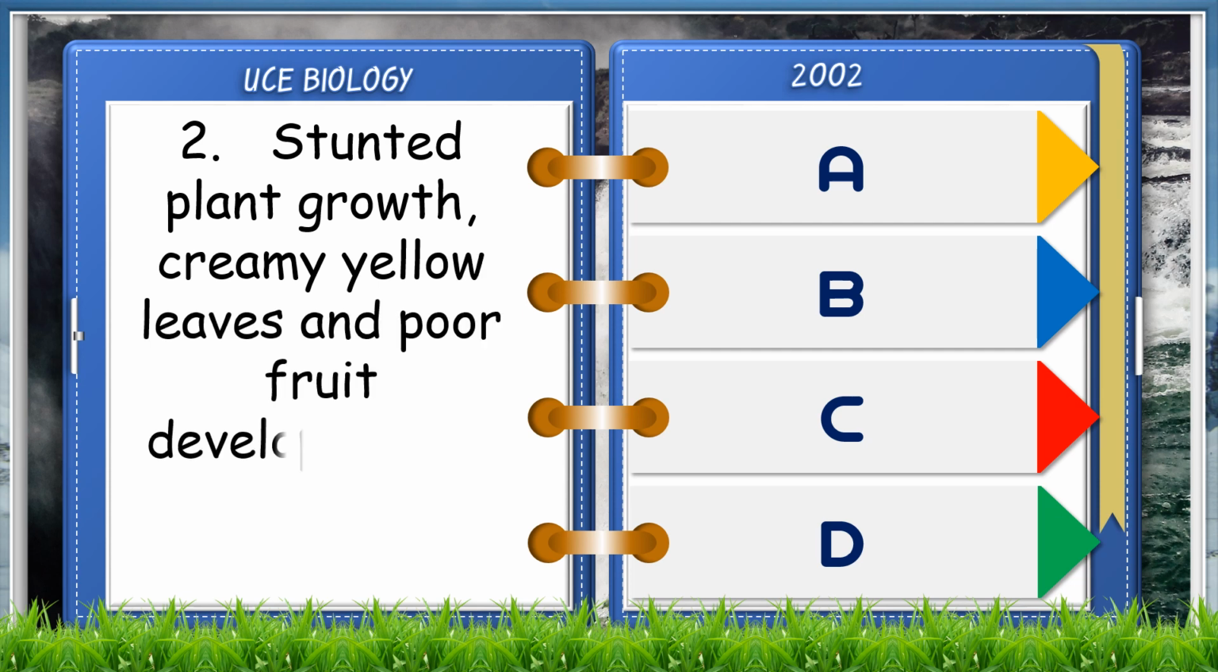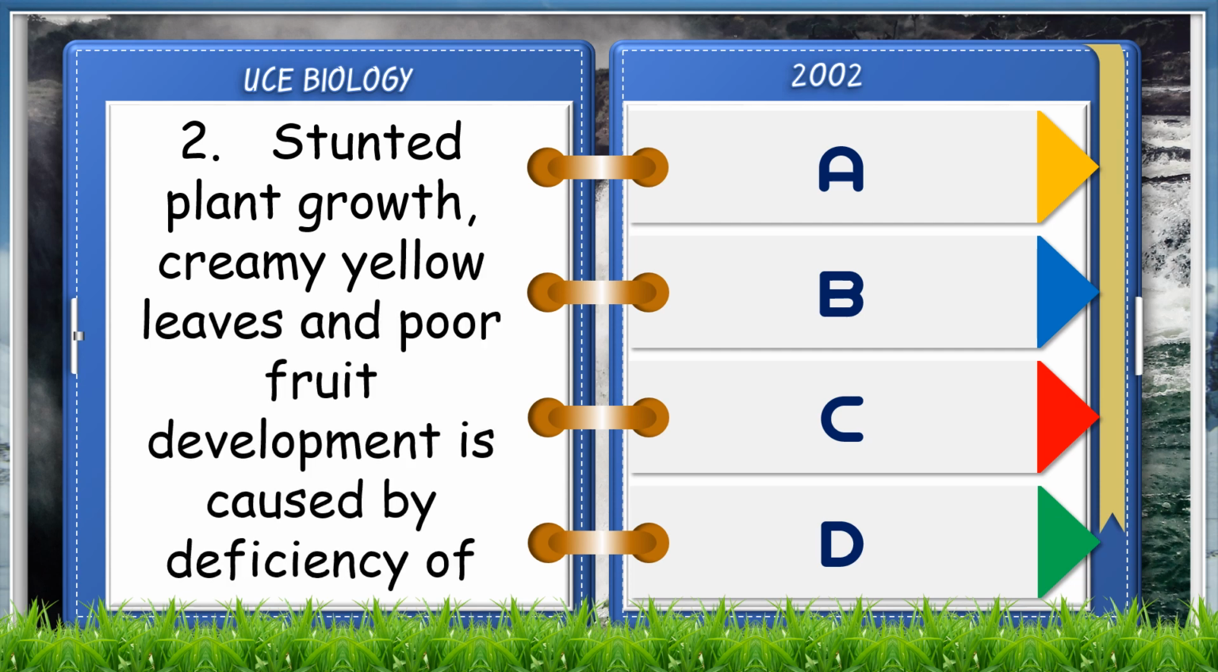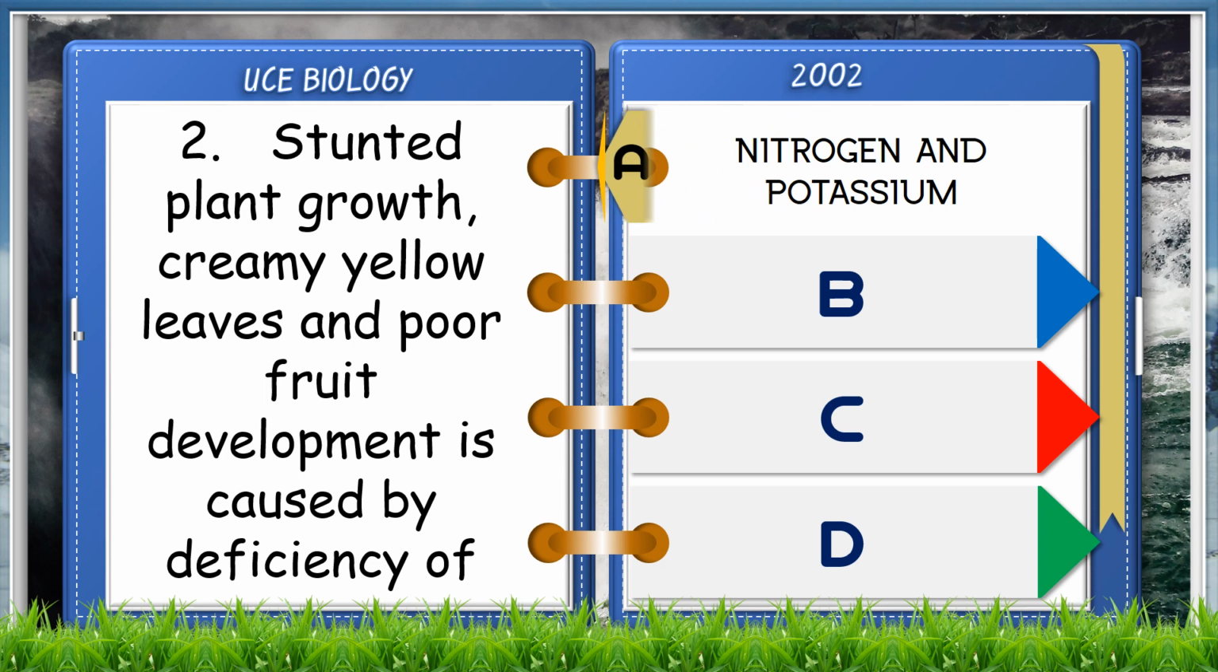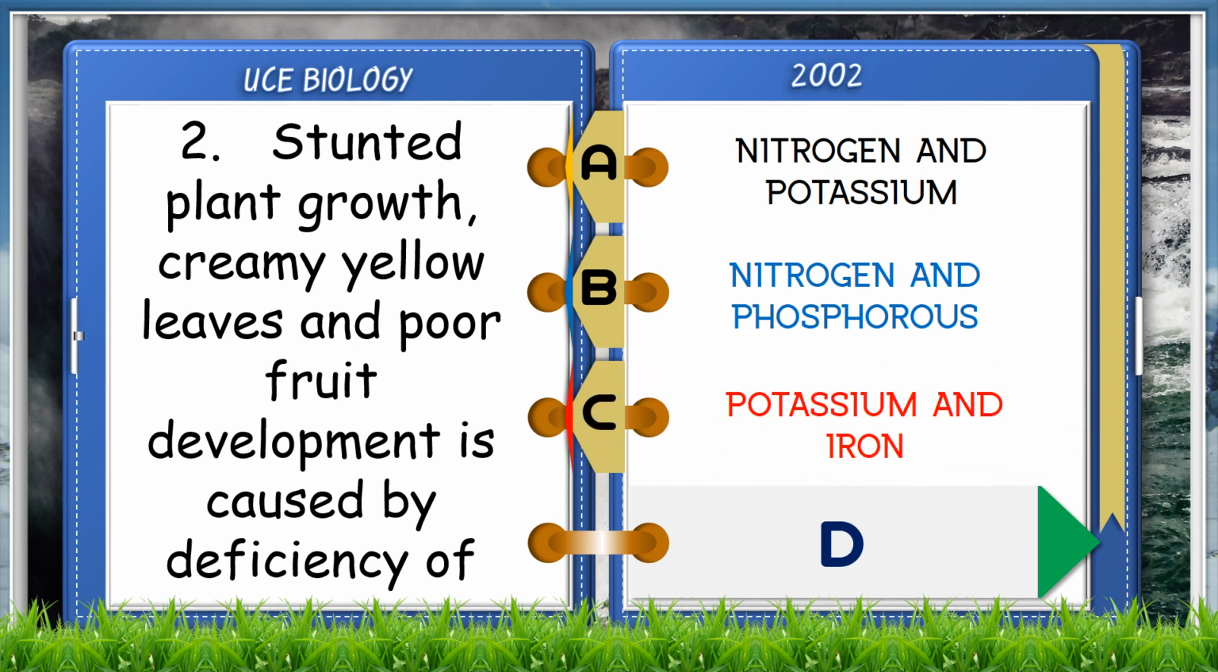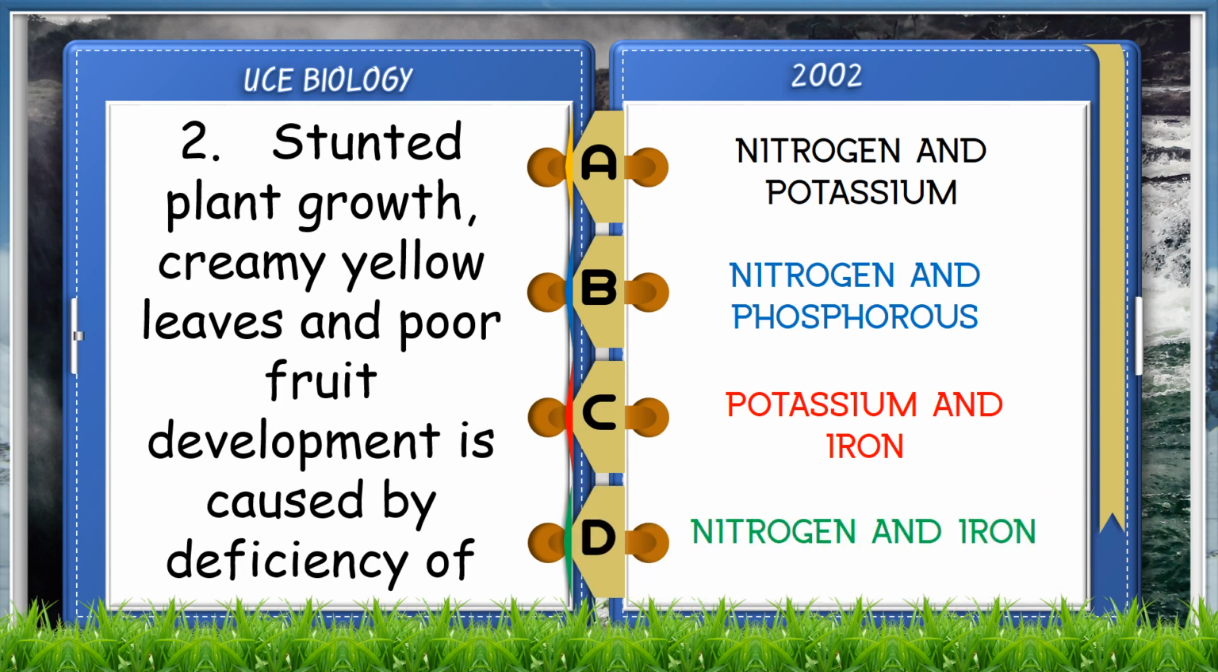Stunted plant growth, creamy yellow leaves, and poor fruit development is caused by deficiency of A. Nitrogen and potassium. B. Nitrogen and phosphorus. C. Potassium and iron. D. Nitrogen and iron. The answer is D. Nitrogen and iron.